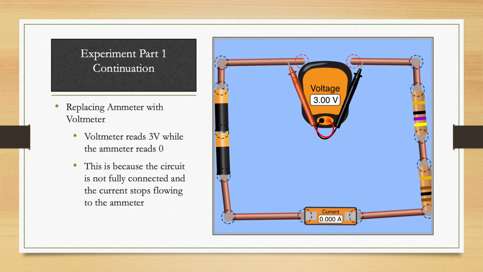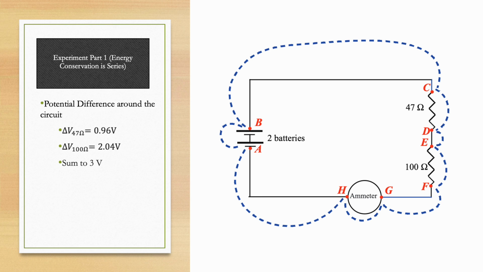Next, I replaced one of the ammeters with a voltmeter. The voltmeter read 3 volts while the ammeter read 0. This is because the circuit is not fully connected and the current stops flowing to the ammeter. Next, I found the potential difference around the circuit at given intervals.